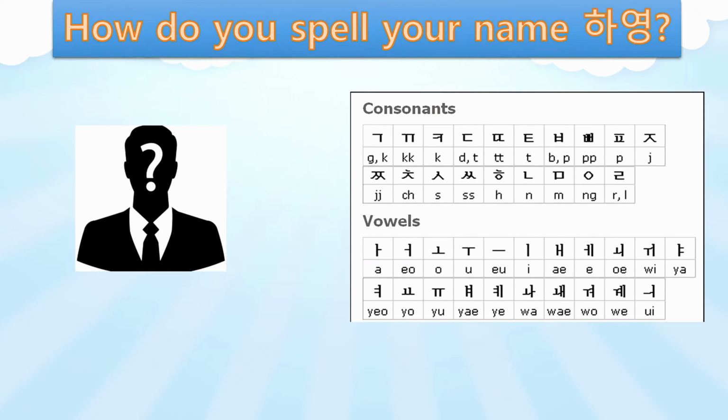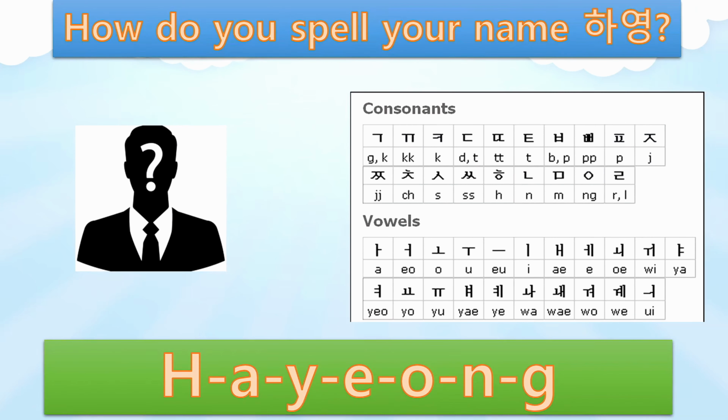Oh. How do you spell your name? Hyeong? How do you spell your name? What's next? Y-E-O-N-G? Is that correct? H-A-Y-E-O-N-G? Let's see. Good job!